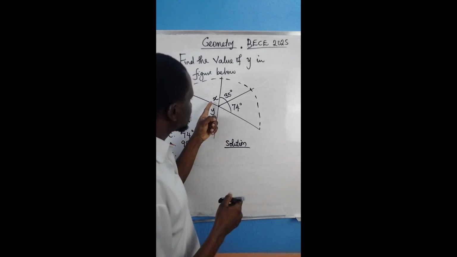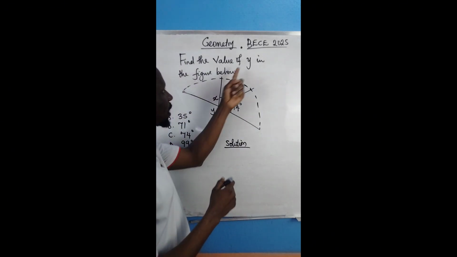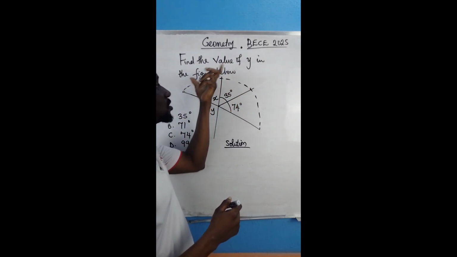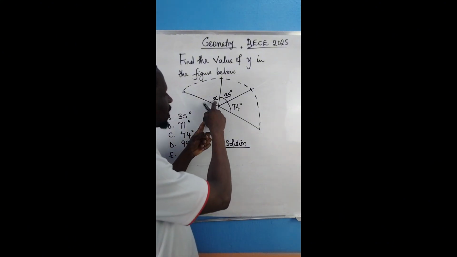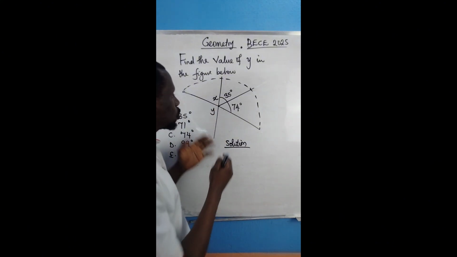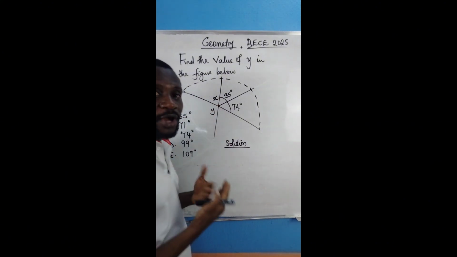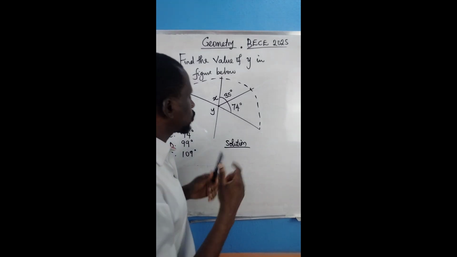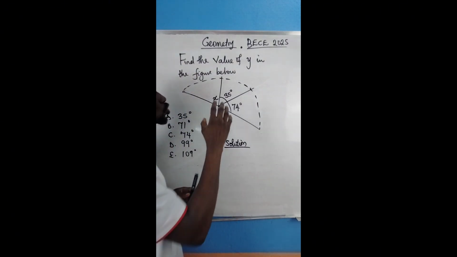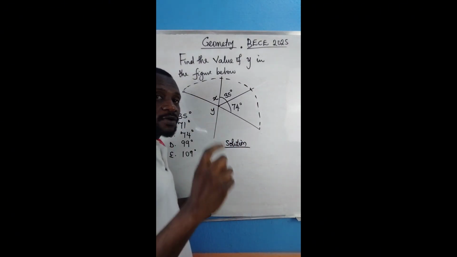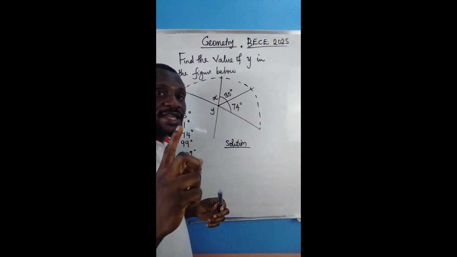Before you can find the value of y, according to the question we are asked to find, you need to get the value of x. There's no way you can get y if you don't get your x. So the next thing we are going to look at is the principle that says that the sum of angles on a straight line is equal to 180 degrees.